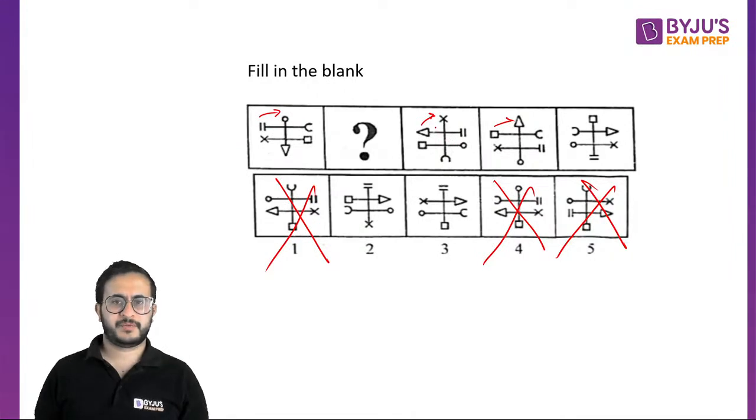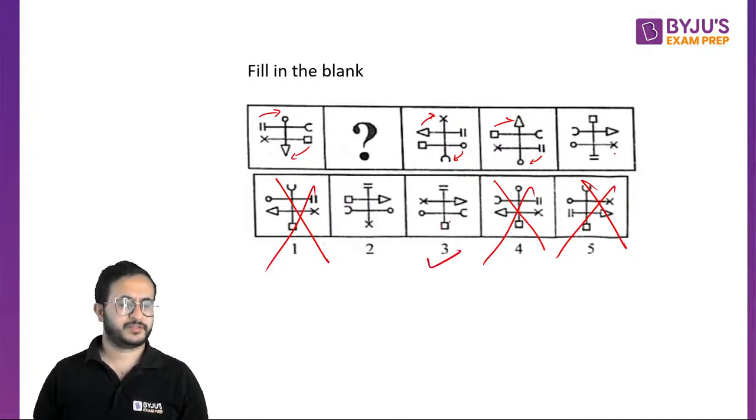Okay, what is coming to the bottom? We have this circle coming to the bottom. Then we have this equal to sign coming to the bottom. So it means that in this cell, the square should be at the bottom, right?